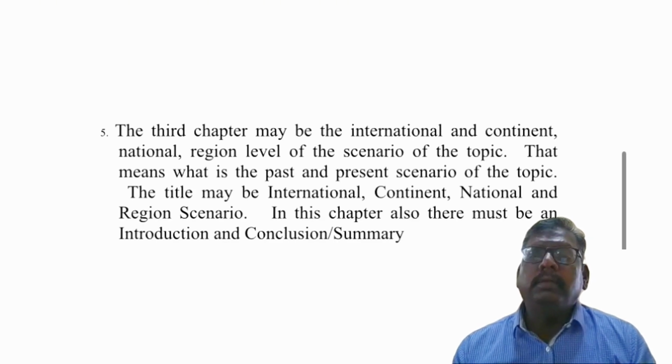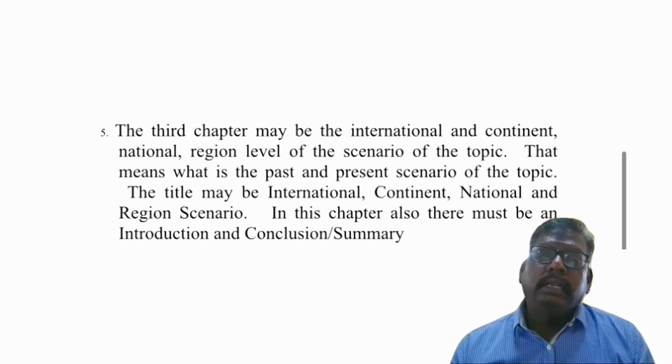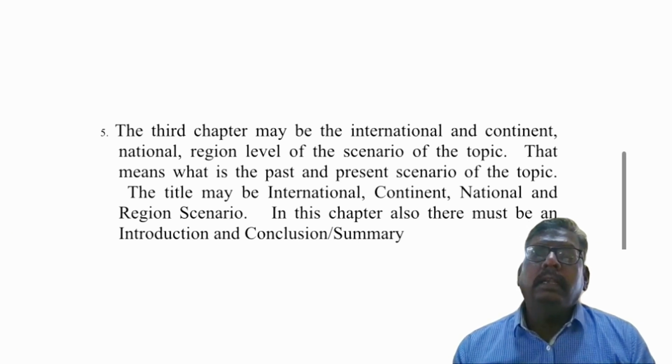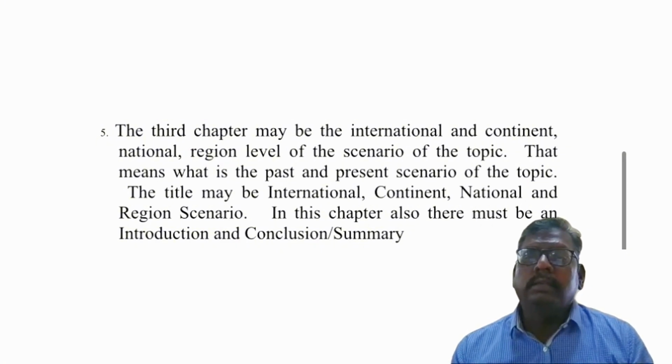The third chapter is about the scenario of the study. The scenario can be at the world level, continent level, national level, state level, and maybe the regional level. This way you can bring it in. And this scenario should mention the past and the present, and what ideas you are going to adopt. That you can also mention in this chapter. This chapter can also be in the form of introduction, body, and conclusion or summary.